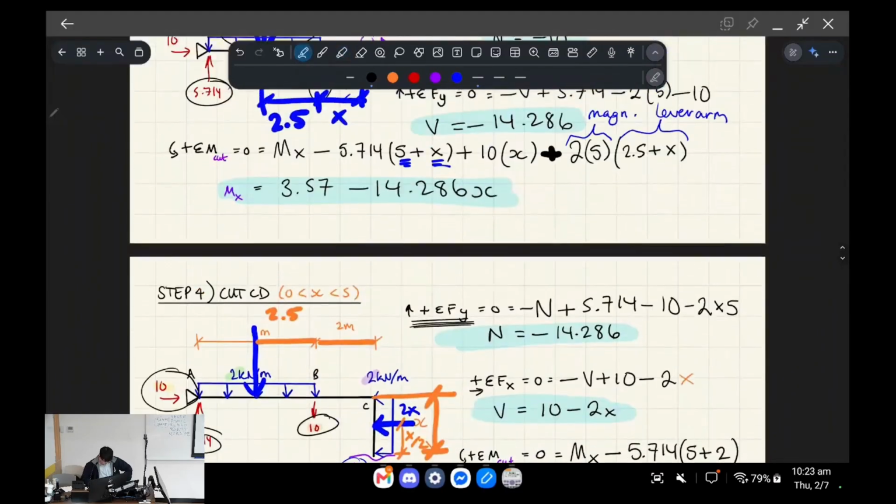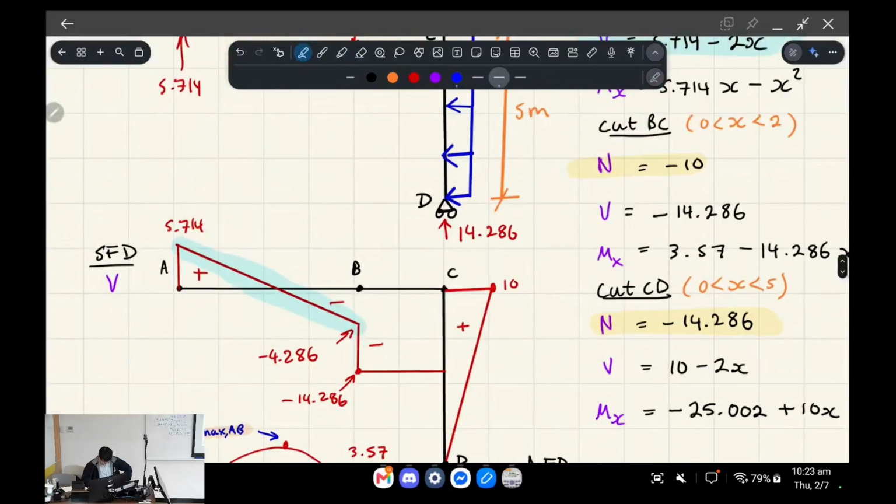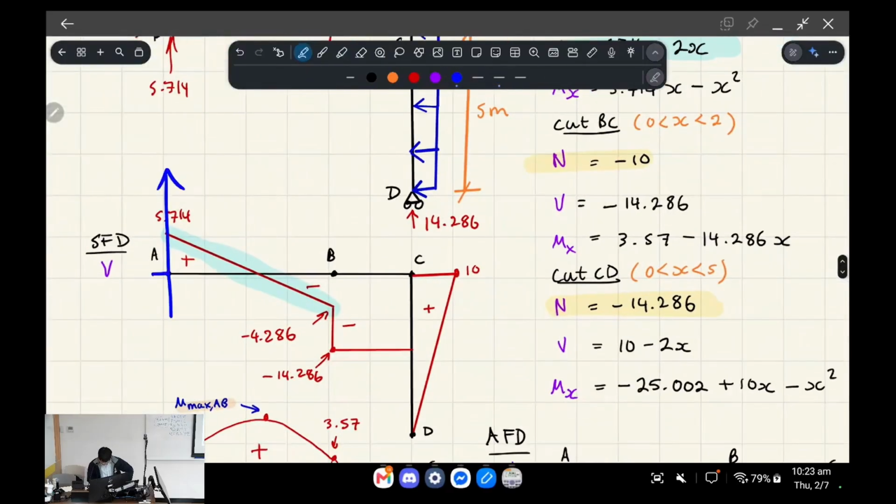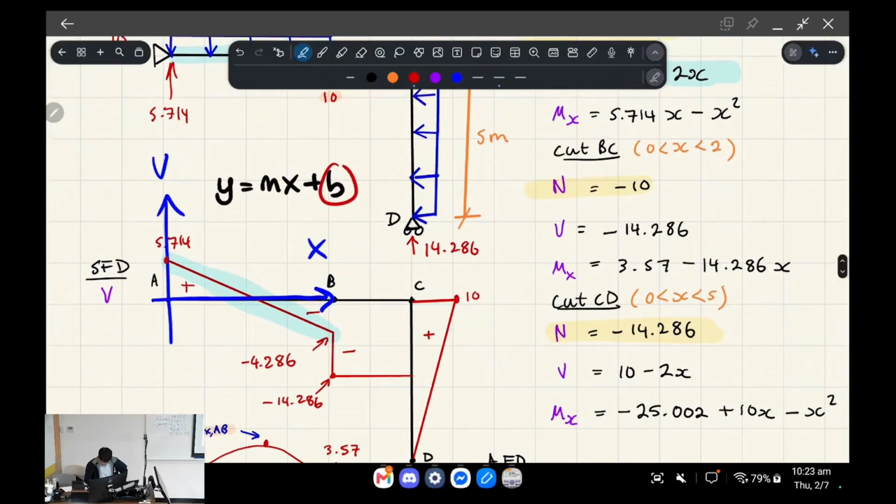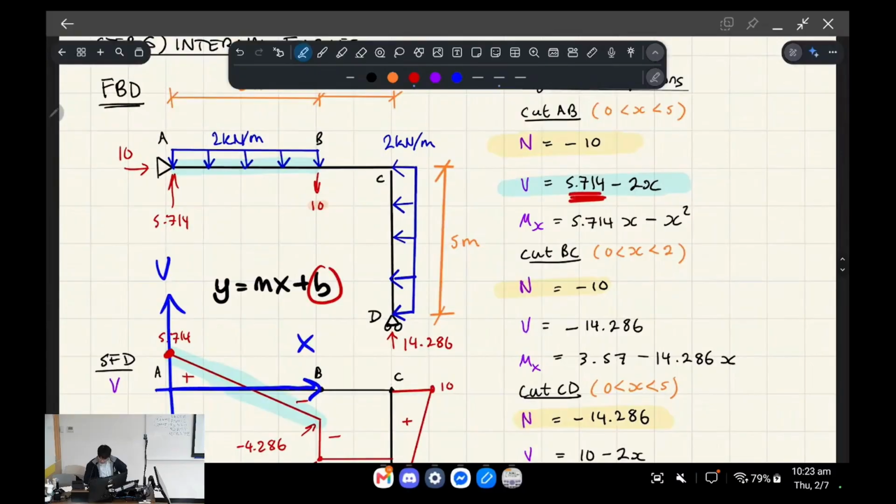So what I want you to do is link this to what you've learned from year 10 maths, basically, right? We've got the y-axis being represented by V, and we've got the x-axis represented by x. And if I wanted to find a line equation, right, y equals mx plus b, b is the y-intercept, and so b is 5.714, right? The slope, m, is negative 2, right? So that's negative 2, and that's the same thing as your distributed load magnitude, right?